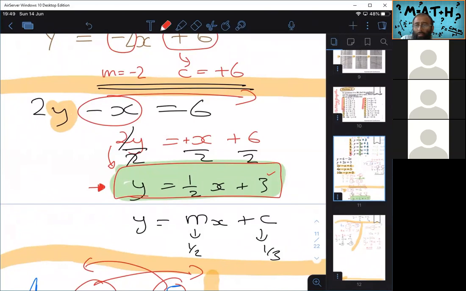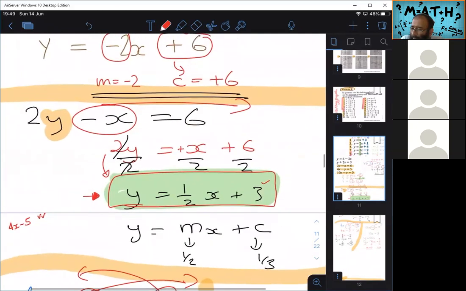Okay, next question, Eliza. What was your answer for the next one? Y equals 4x minus 5. You got y equals 4x minus 5. Okay, what did you get for that next one, Layla? For the next one? Yeah, I basically just rearranged it, so the same thing. So you also got 4x minus 5. Yeah. No, I got 4x plus 5. You got 4x plus 5.